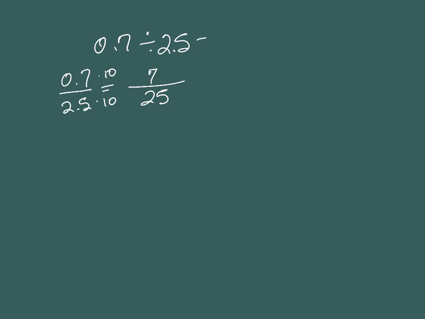Well, I'd like to write my answer as a decimal since that's the original problem. And so let's see, I'd like to be able to write this as something like over 10, 100, 1,000. Well, I can get from 25 to 100 by multiplying by 4, right? And remember, the only way to get an equivalent fraction is to multiply, not add, not subtract, but multiply or divide. So 25 times 4 is 100, and 7 times 4 is 28. So 28 100ths is 0.28, okay?